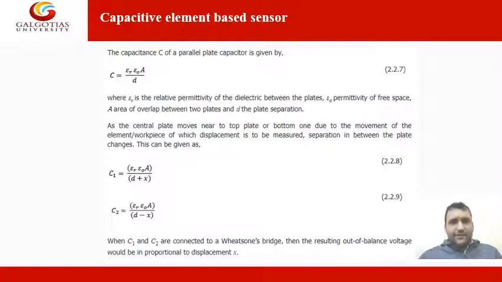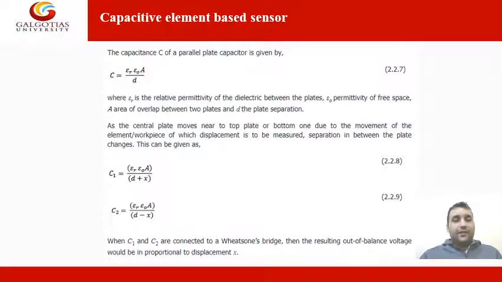So here is the basic principle behind these capacitive element based sensors. The capacitance C of a parallel plate capacitor is given by C equals epsilon R into epsilon naught into A upon D. Epsilon R is the relative permittivity of the dielectric between the plates. Epsilon naught is the permittivity of free space, A is the area of overlap between the two plates, and D is the plate separation.